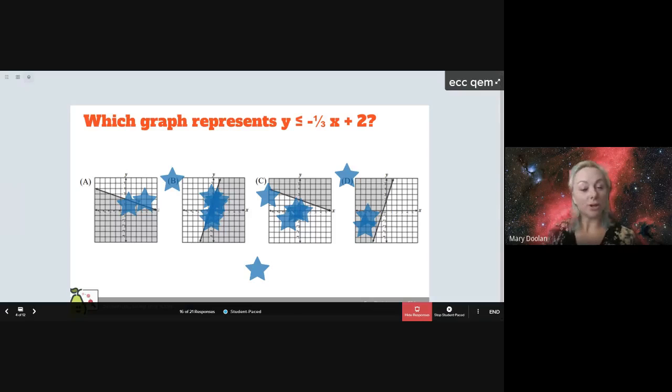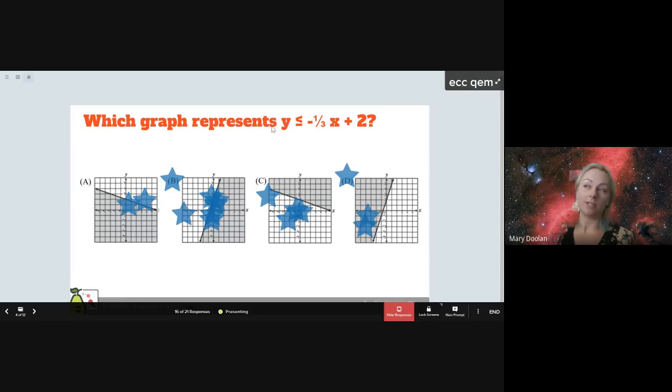And so we have stars all over the place. All right, so when you're trying to figure out which of these match the situation, I'm going to turn off student pace for a second here. And I'm going to go back to the rules, okay, because I'm going to look first at, is this in slope-intercept form, but with an inequality sign?